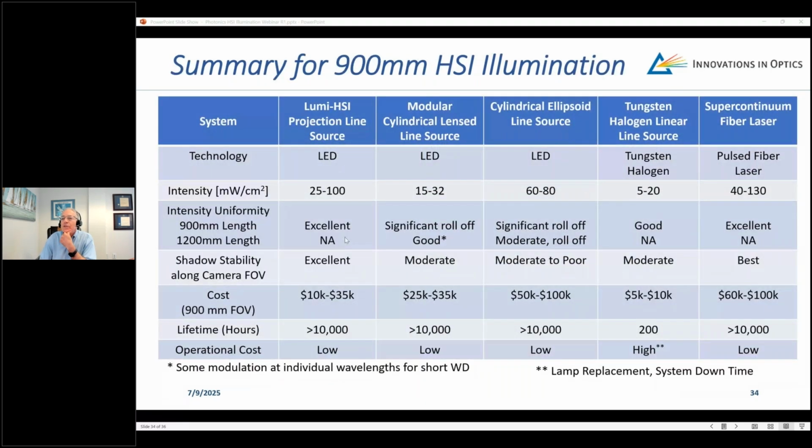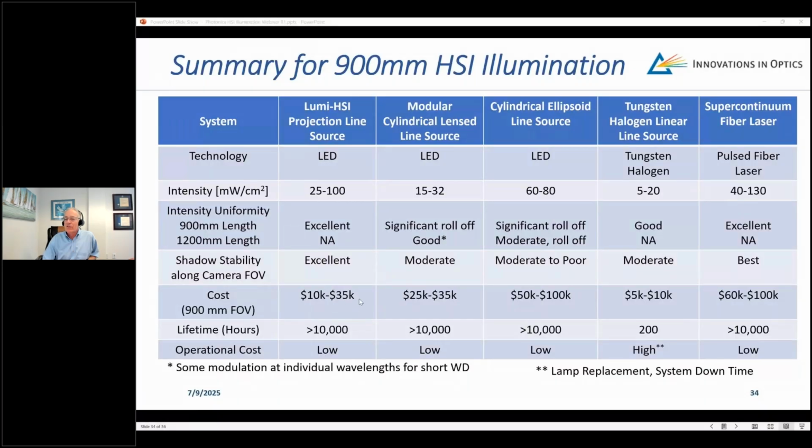Another way of comparison is a matrix of the different technologies, looking at the intensity for the Lumi HSI, the modular cylindrical lens system, the ellipsoid, tungsten halogen, and the supercontinuum laser. So you'll note that the supercontinuum laser can have, well, if you had more modules of the Lumi HSI, of course, it would go above the 100 if it's more than 3, but with 3 modules, still much lower cost than the supercontinuum laser, which is way up there. But these other sources are still higher in cost for the same performance.